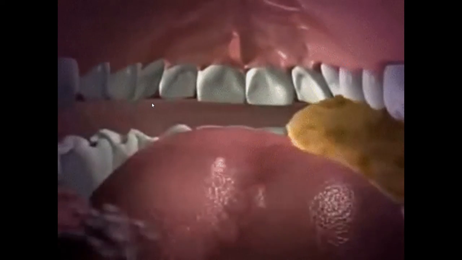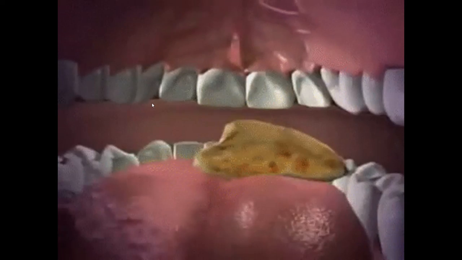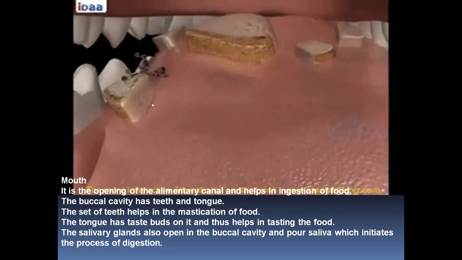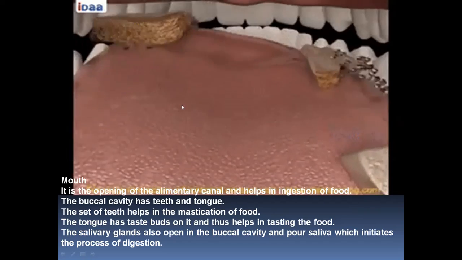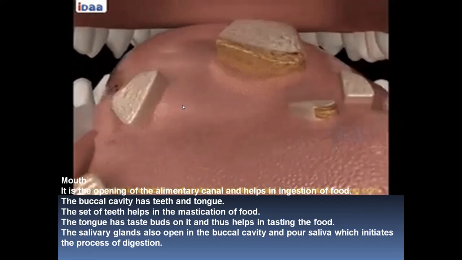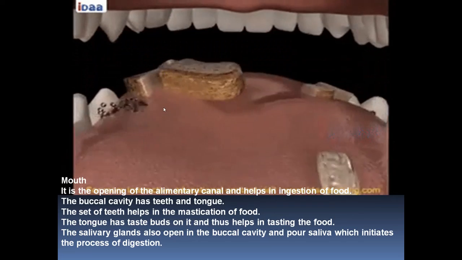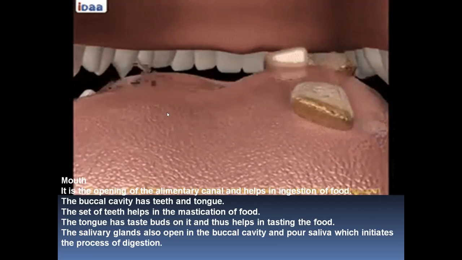Look at this image. This is the image that gives an idea about the first stage of nutrition, that is ingestion. The process of taking in of food is called ingestion. Can you guess which part of our body helps in ingestion? Yes, it is our mouth. The mouth is the opening of the alimentary canal. It helps in ingestion of food.